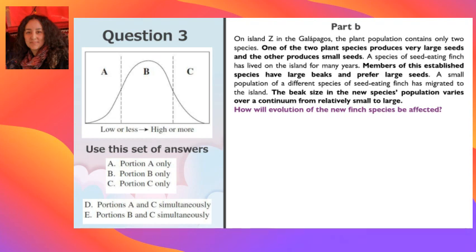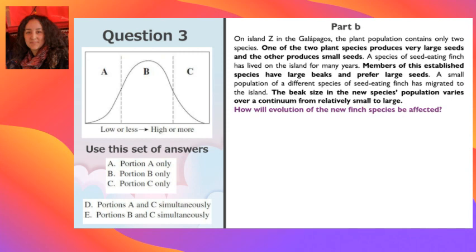A small population of a different species of seed-eating finch has migrated to the island. The beak size of this new species population varies over a continuum, from relatively small to relatively large. So how will the evolution of the new finch species be affected?